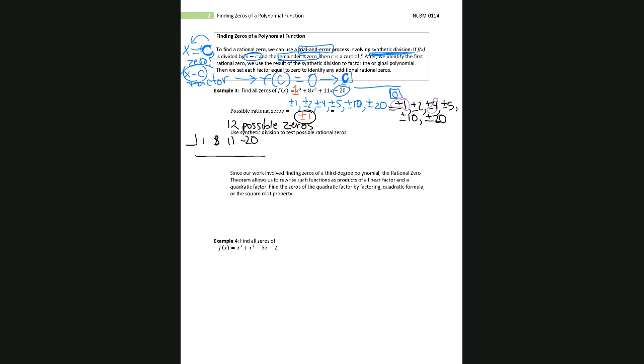So I'm going to go ahead and test +1. So first step, drop the first number, 1, then multiply 1 times 1. Then we combine 8 plus 1 is 9. Then we multiply 1 times 9 is 9. 11 plus 9 is 20. And +20 times 1 gives me +20. Combine like terms, -20 plus 20 is 0. So because our remainder is 0, by the remainder theorem, we could say that the x value, x equals 1, is in fact one of our zeros.